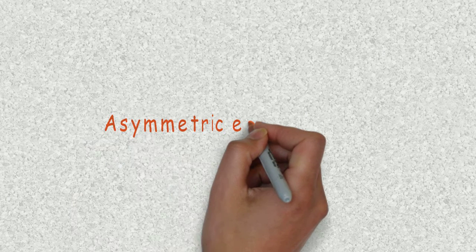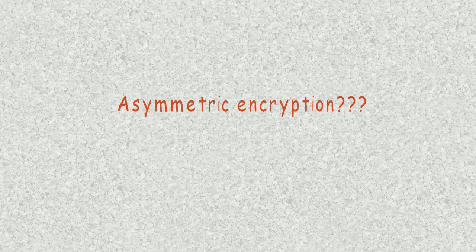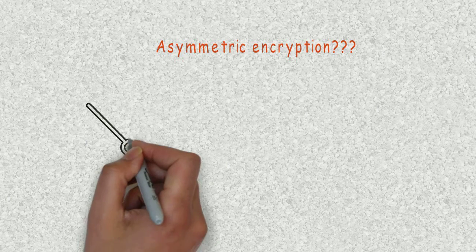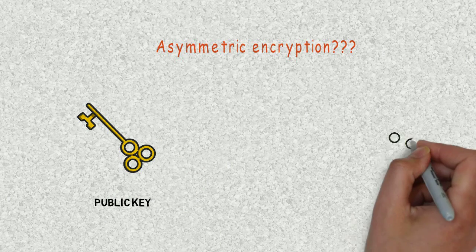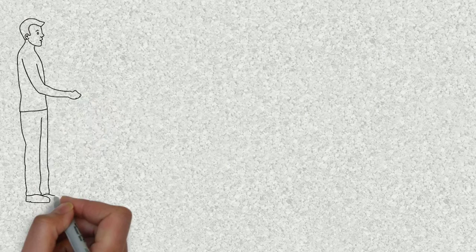Now, we will move on to asymmetric encryption. Asymmetric encryption is also known as public key cryptography. Instead of having one key as in symmetric encryption, there are public and private keys. Let's look again at Bob and Alice from earlier.